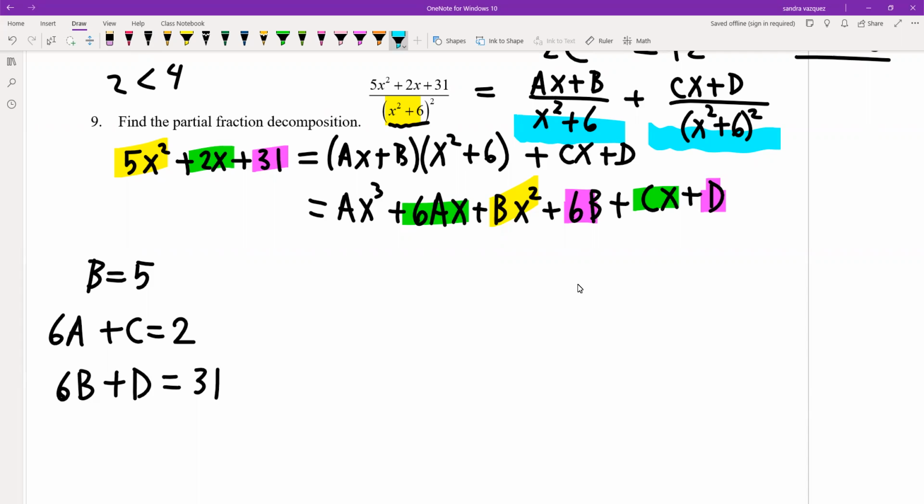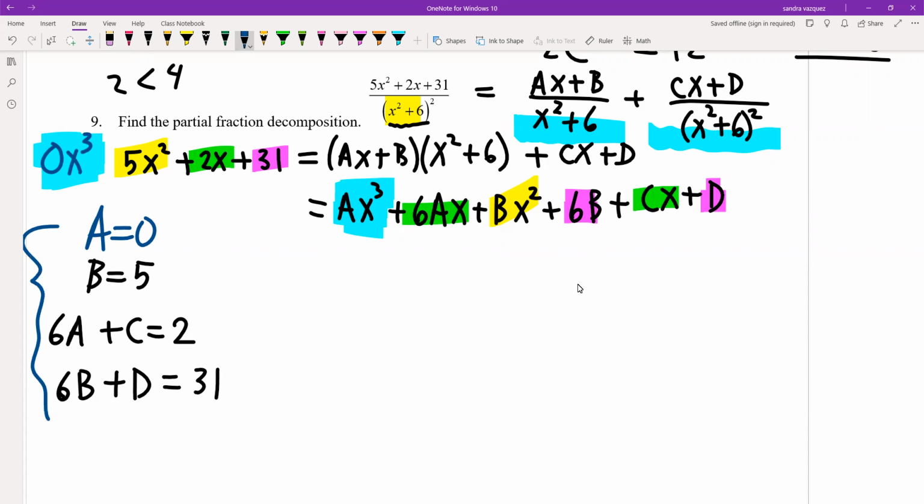And then I'm going to highlight this one with blue. There's no x to the third over here. So there's no x to the third, it's like 0x to the third. So then A is equal to 0. That will simplify our life so much once we know this. Because if A is equal to 0, I can come back and plug it in here into equation 3. And so that would give me C to be equal to 2.